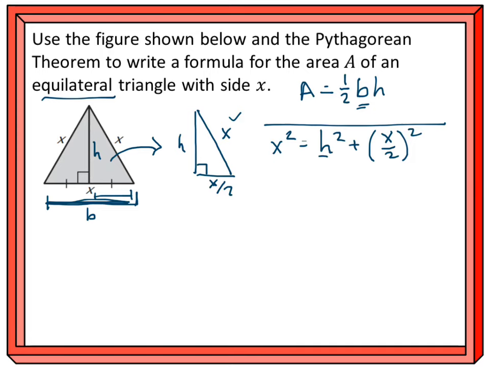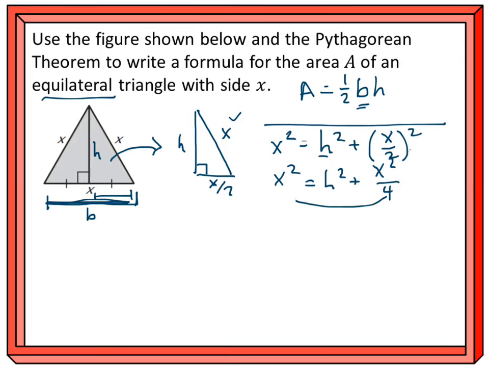And now I'm just going to solve this thing for my h, so I can substitute it back into the area formula. I'll have to combine some like terms because I've got x's on both sides here, so let's work with this parentheses here. So x squared is equal to h squared plus, and I'm going to square both sides of this, the top and the bottom I should say, so I got x squared over 4. Just 4, 2 squared is 4.